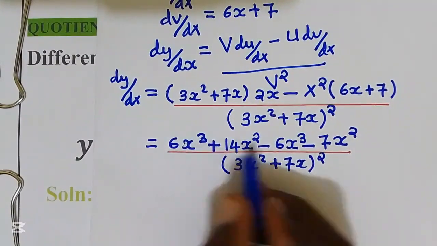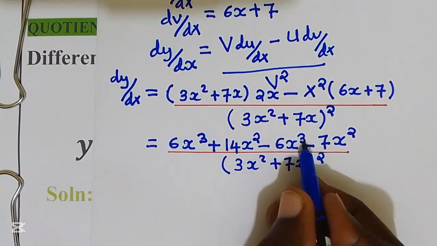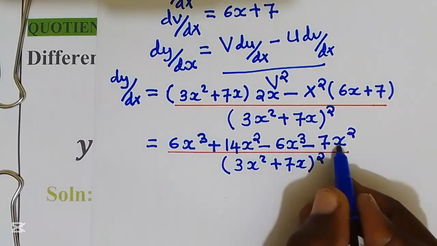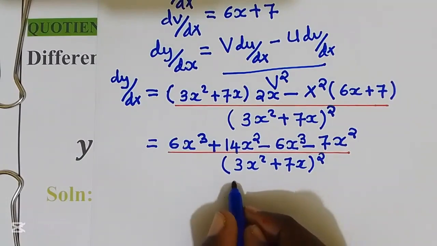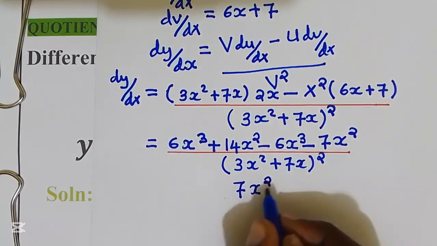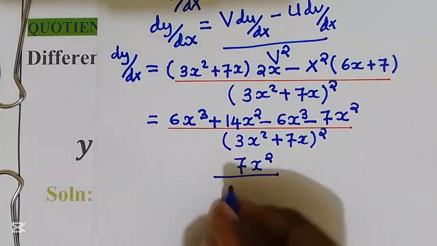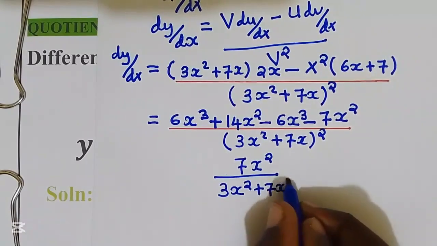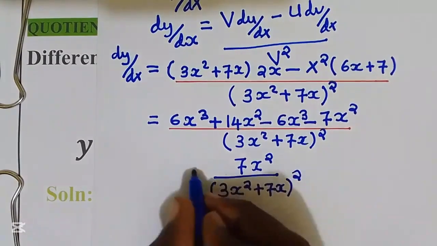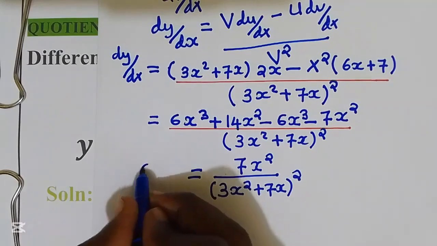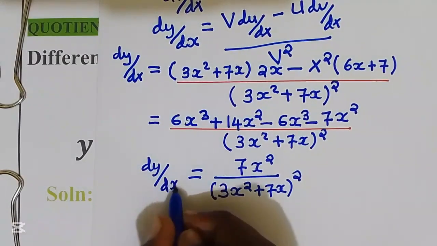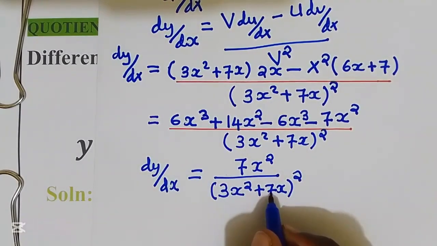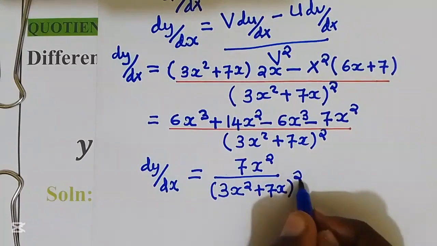6x cubic minus 6x cubic is 0. 14x square minus 7x square, we are going to remain with 7x square. This is over 3x square plus 7x, all the thing square. This is our simplified answer. dy/dx is equal to 7x square over 3x square plus 7x, all thing square.